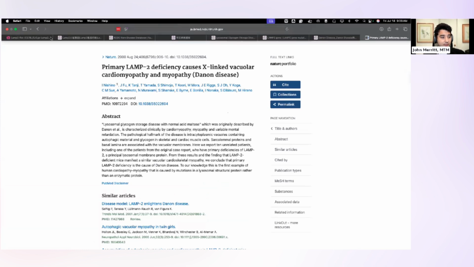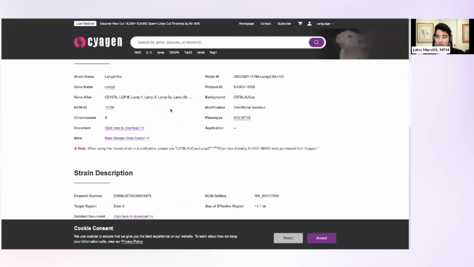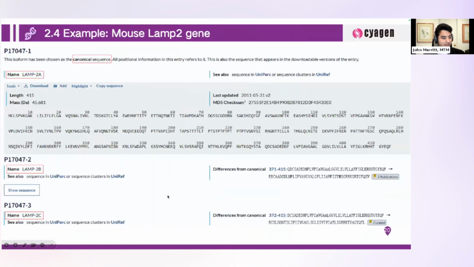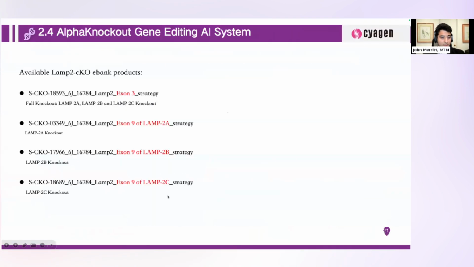So yeah, that's kind of a walkthrough on how to pick a knockout and how to purchase one if you'd like. And so, like I said, this disease is likely lethal, right? Because it's cardiomyopathy. So you'll probably want to get the Flox mouse model for this one. I don't think you would want to buy the global knockout. I think homozygous, it's embryonic lethal.